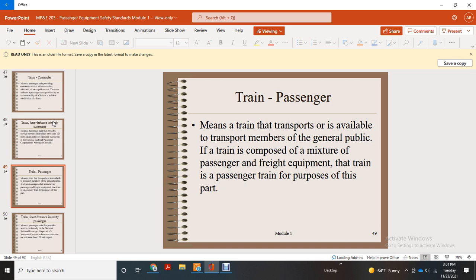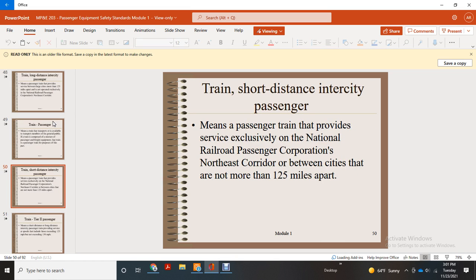Train, passenger: a train transporting members of the general public, including if the train is composed of a mixture of passenger and freight equipment, but the train is a passenger train for the purpose of this part. Train, short-distance intercity passenger: a passenger train that provides service exclusively within the National Railroad Passenger Corporation Northeast Corridor between cities that are not more than 125 miles apart.